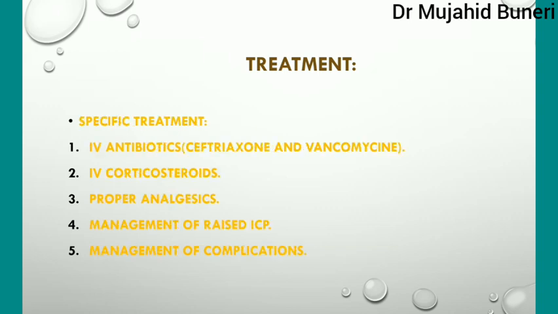In specific treatment: 1. The best initial treatment for acute pyogenic meningitis is intravenous antibiotics like ceftriaxone and vancomycin, and then change according to the culture and sensitivity report. 2. Give intravenous corticosteroids. 3. Proper analgesics. 4. Management of raised intracranial pressure. 5. Management of complications.